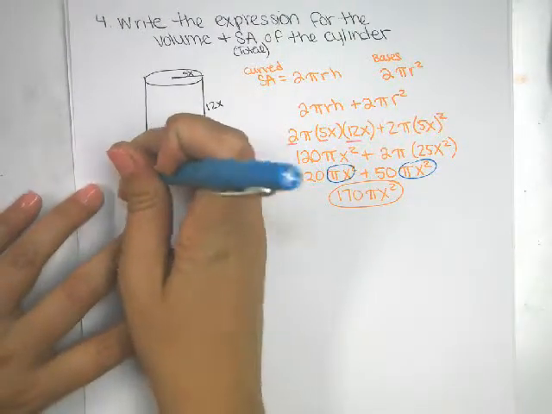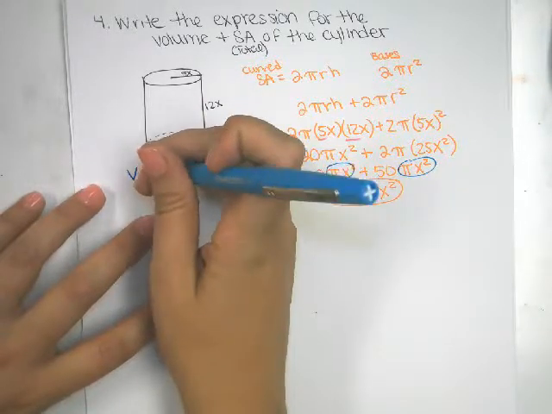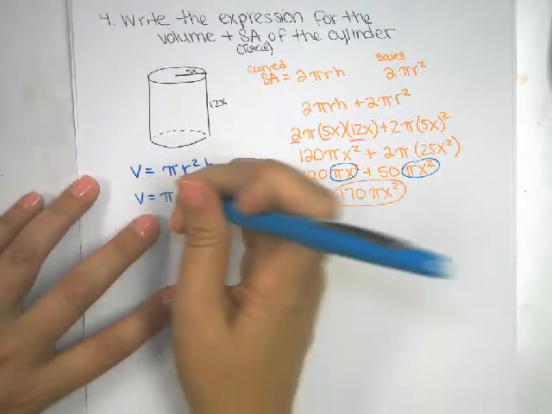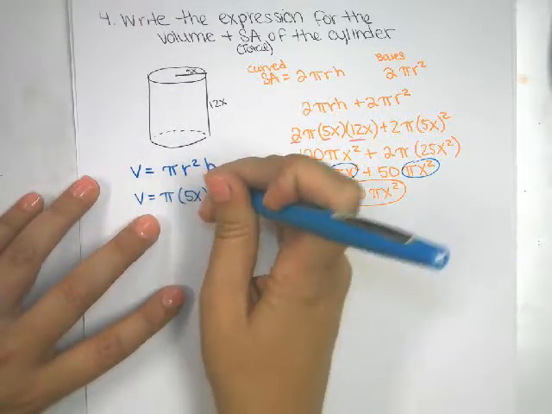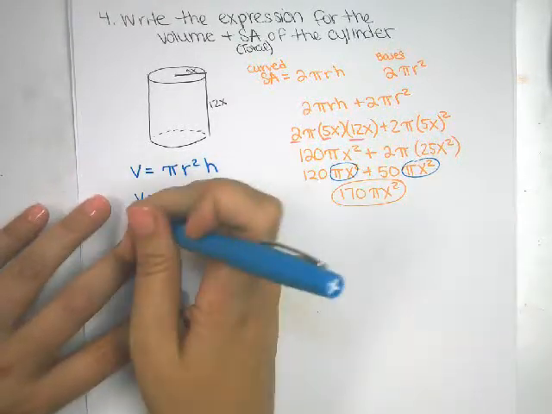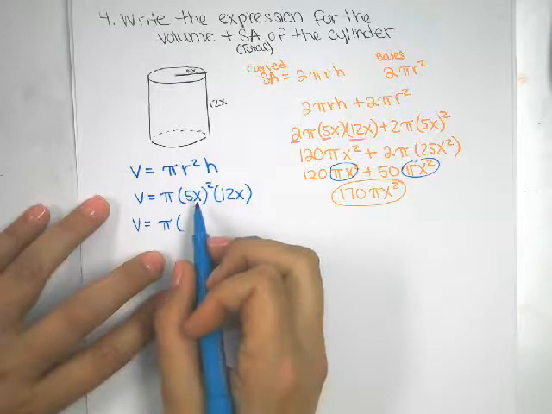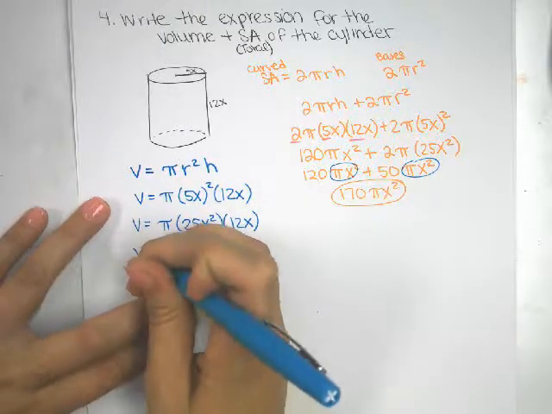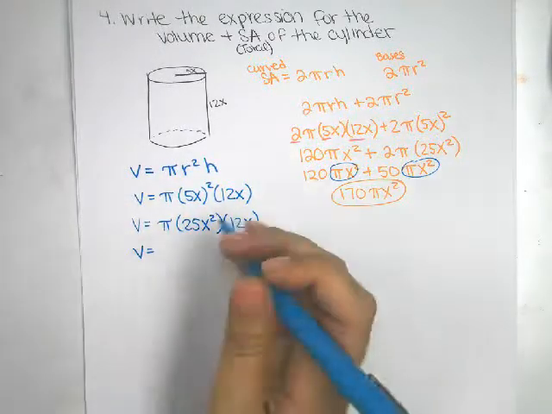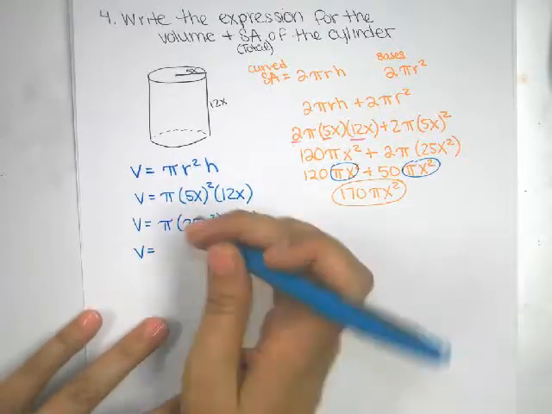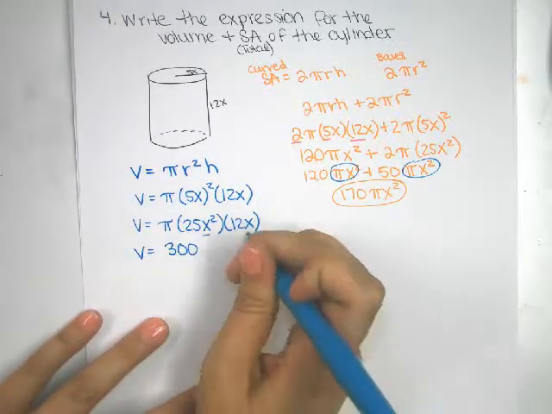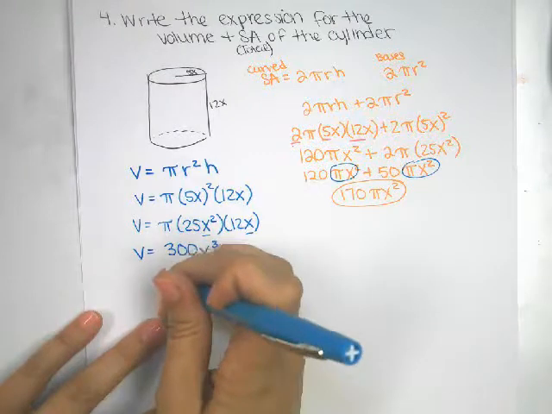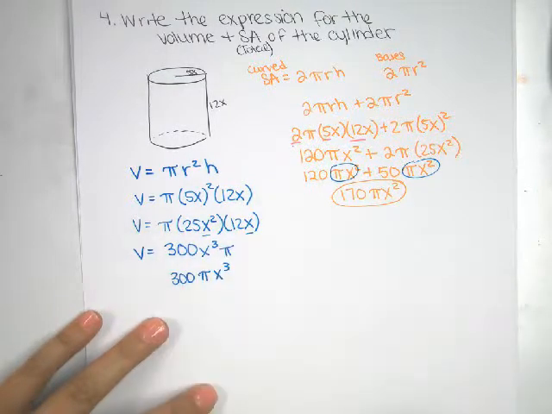Let's do the same thing for volume. Volume of a cylinder is a little more straightforward. Pi r squared h. r is 5x, squared. The height is 12x. 5x times 5x is 25x squared. Leaving the pi alone because I don't want to have an icky decimal. The 25 times the 12 gives us 300. We've got x squared times x, which is x cubed. A better answer would be 300 pi x cubed, leaving your variable at the end.